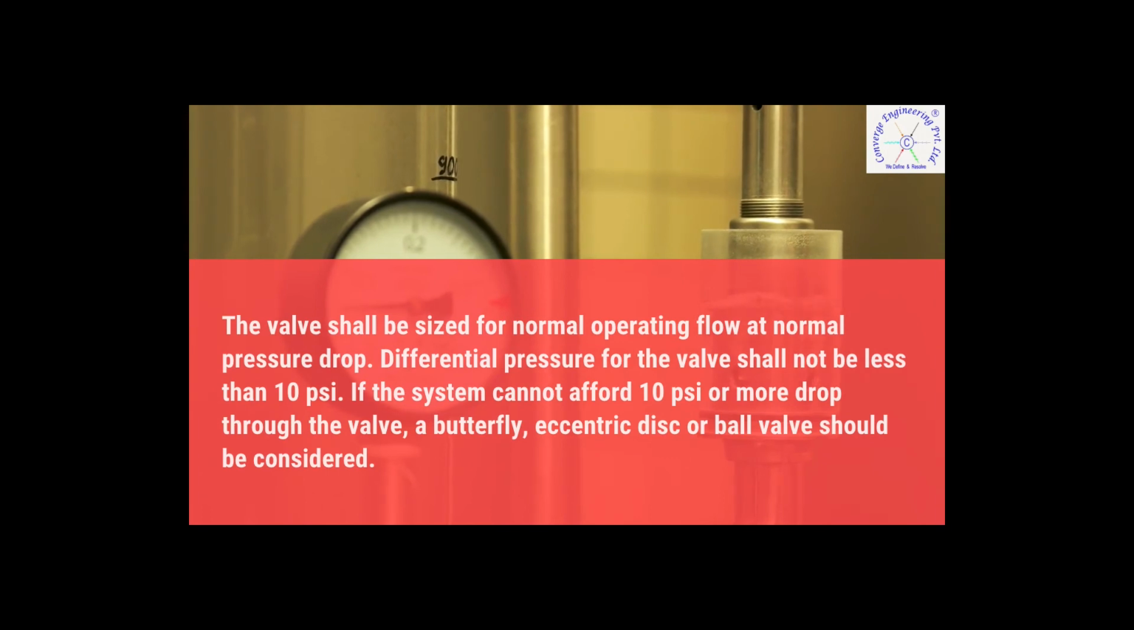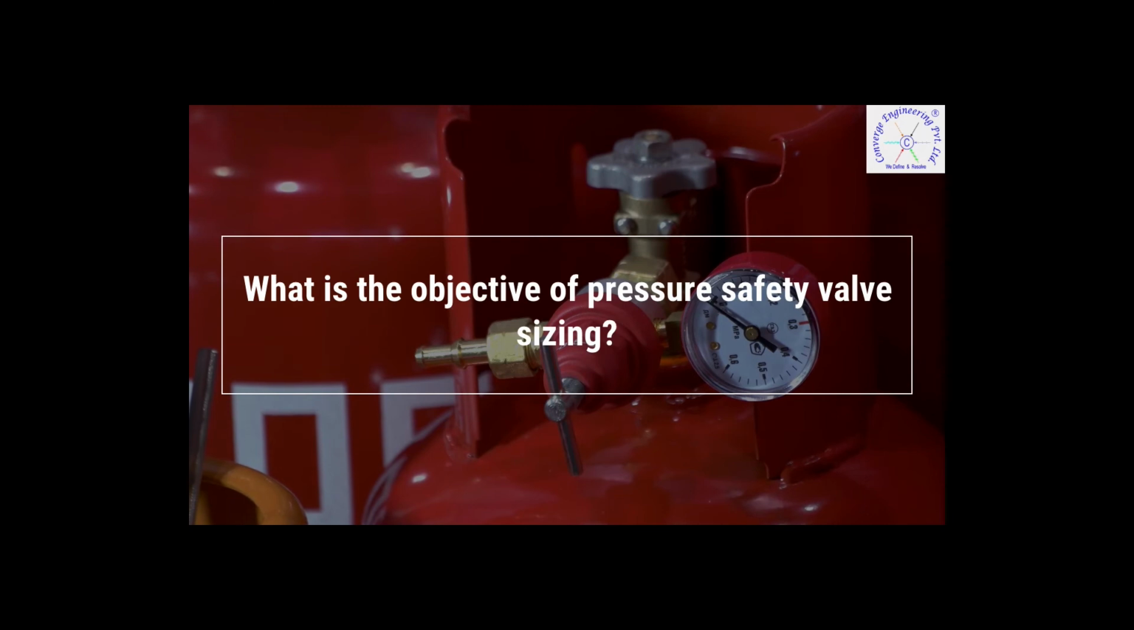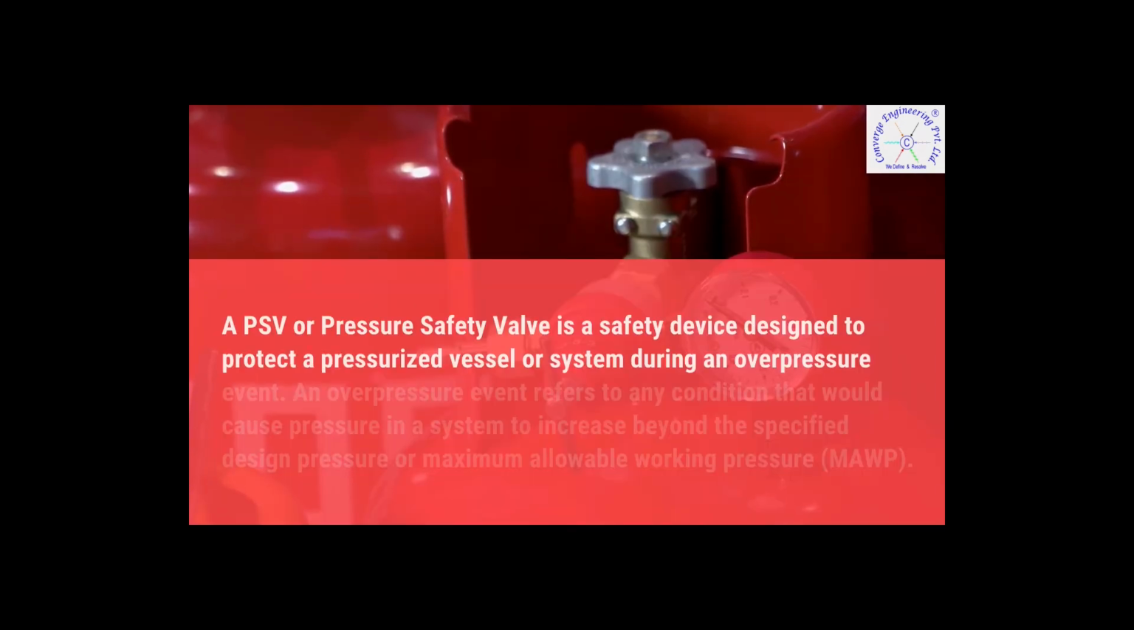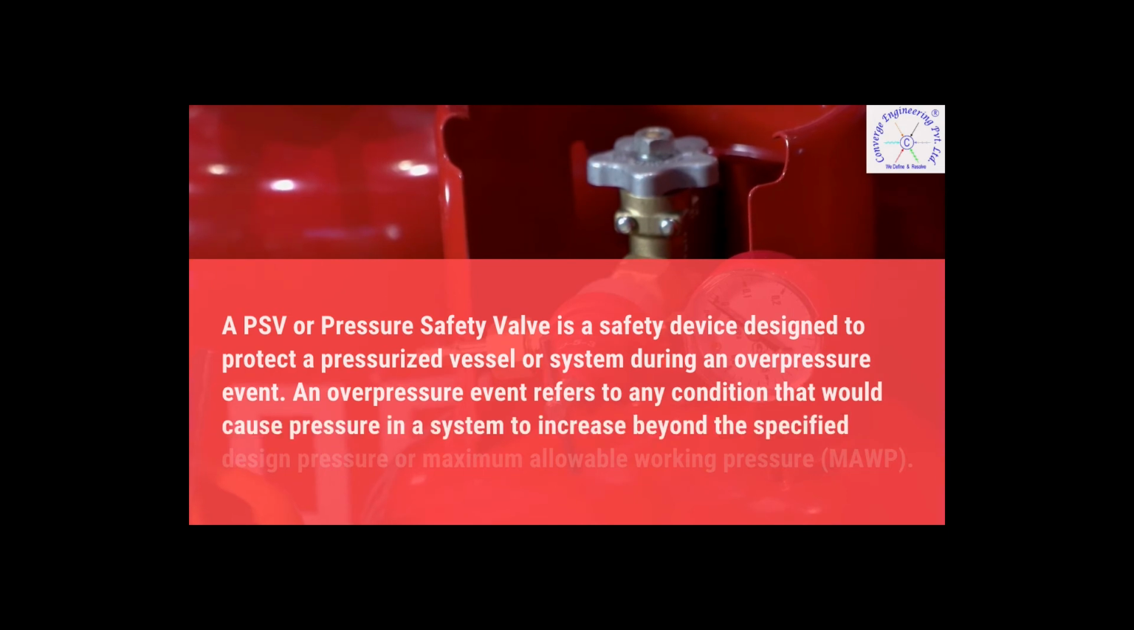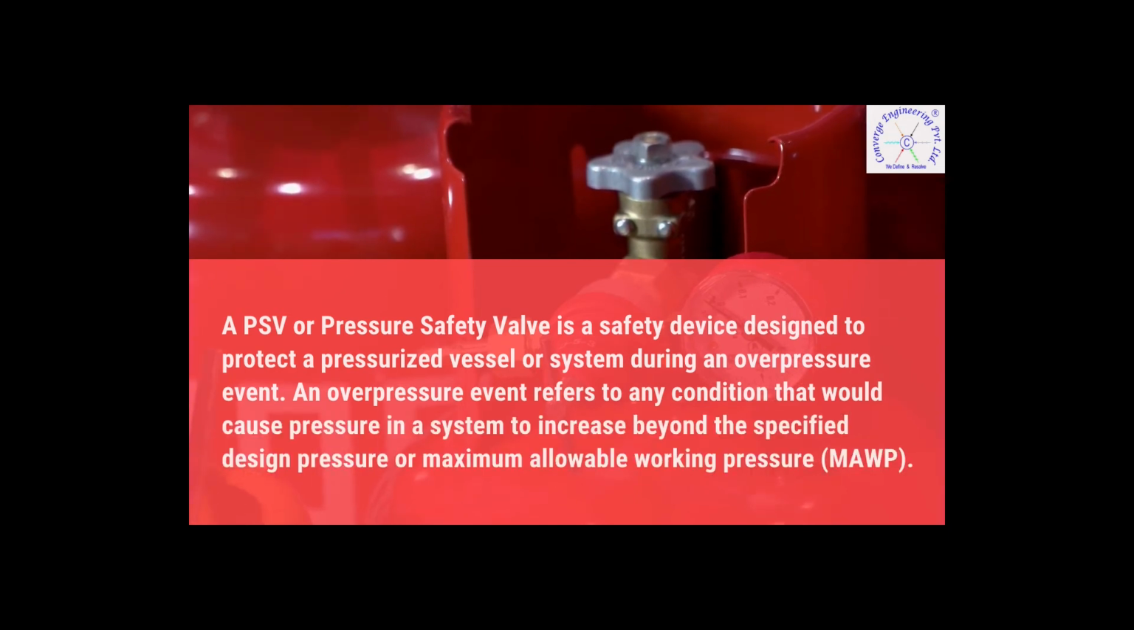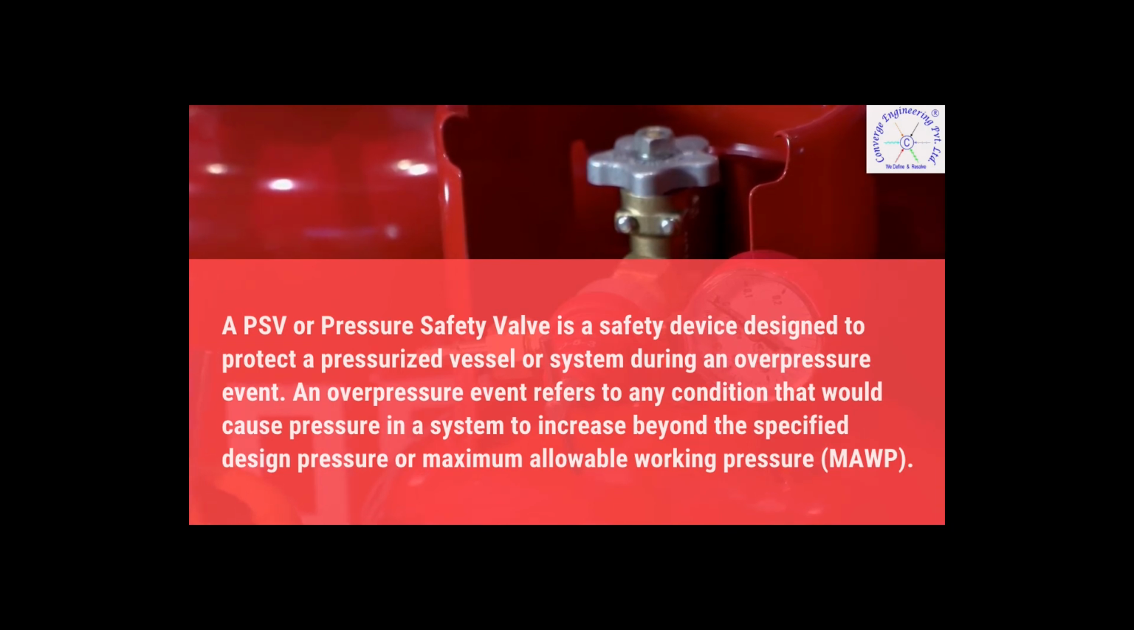What is the objective of pressure safety valve sizing? A PSV, a pressure safety valve, is a safety device designed to protect a pressurized vessel or system during an overpressure event. An overpressure event refers to any condition that would cause pressure in a system to increase beyond the specified design pressure or maximum allowable working pressure.